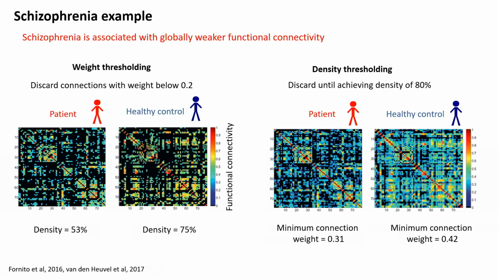In contrast, if we go to density thresholding, we overcome that issue, right? We end up with the same number of connections in the patient and in the healthy control. However, as you see there on the bottom, I've had to lower the weight threshold for the patient. I've had to lower it to 0.31, a correlation of 0.31, just to make up those numbers, to ensure that we've got a matched number of connections between the patient and the control.